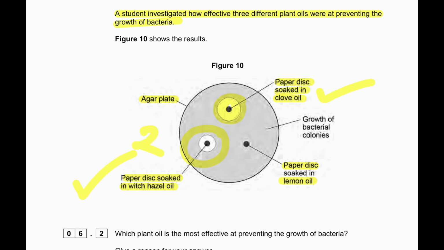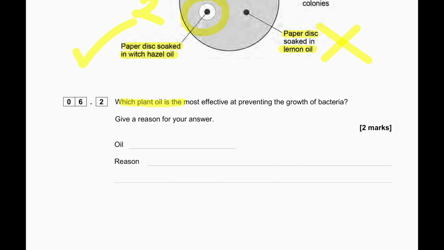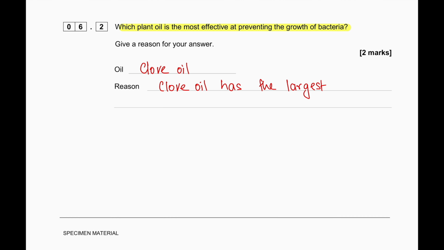So it will be at the second position. This will be at the first position. And lemon oil is not effective in killing bacteria. Which plant oil is the most effective at preventing the growth of bacteria? Give your reason. So the oil in this case would be clove oil, and the reason is because clove oil has the largest area with no bacteria growing in it.